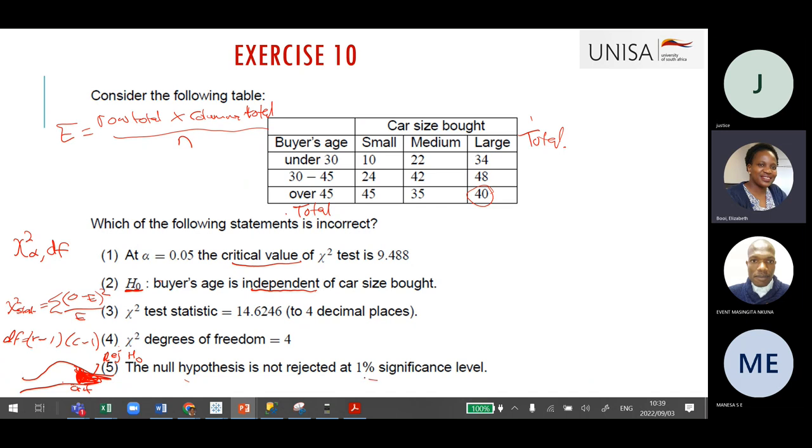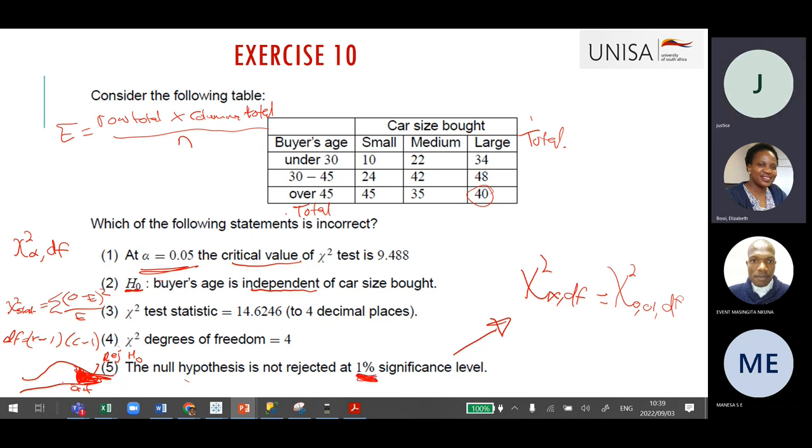Really, really pay attention, because here they gave you a 1% level of significance. Here they gave you a 5% level of significance. Hence, you will have to come here to do your critical value, alpha and the degrees of freedom for this one. So here you will use your alpha as 0.01 and the degrees of freedom that you would have found when you calculated the degrees of freedom there. You must pay attention to that, because it's not at 5%, but at 1% level of significance. Okay.